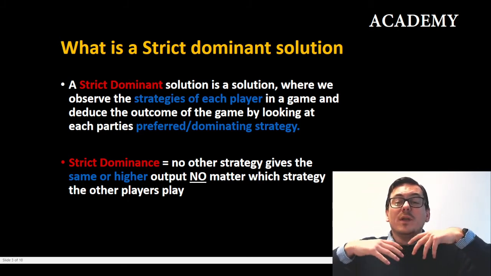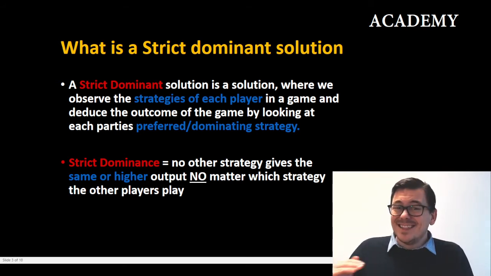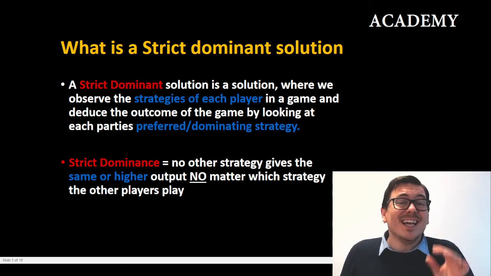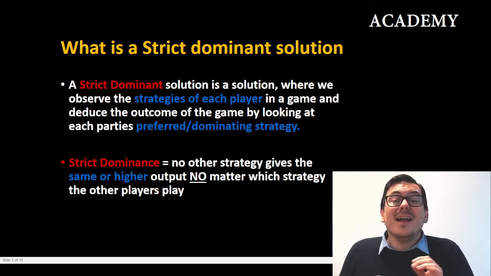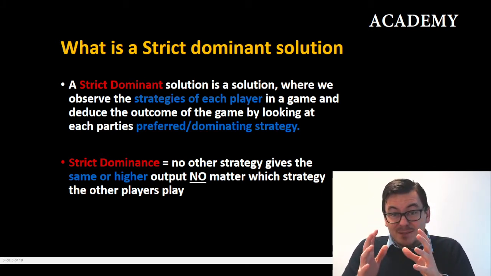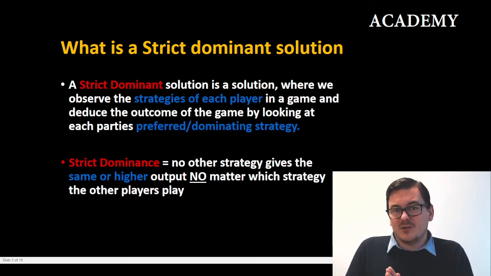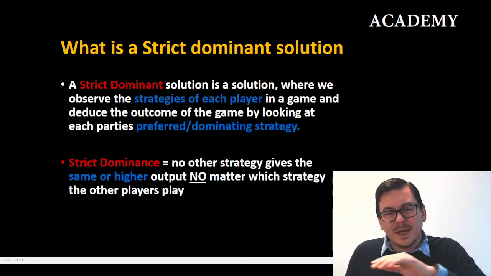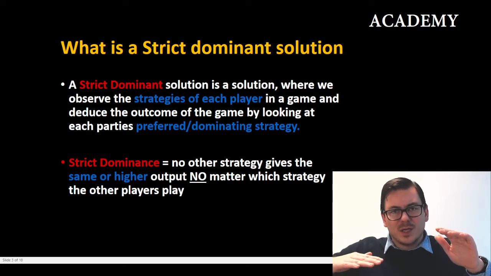When we solve games through dominance, there are different levels, and this is the strictest one of them all, because the rule of strict dominance is that no other strategy gives the same or higher output or payoff than this certain strategy. So when you have a strictly dominating strategy, it means that the payoffs will always be higher, no matter what other strategies you have.